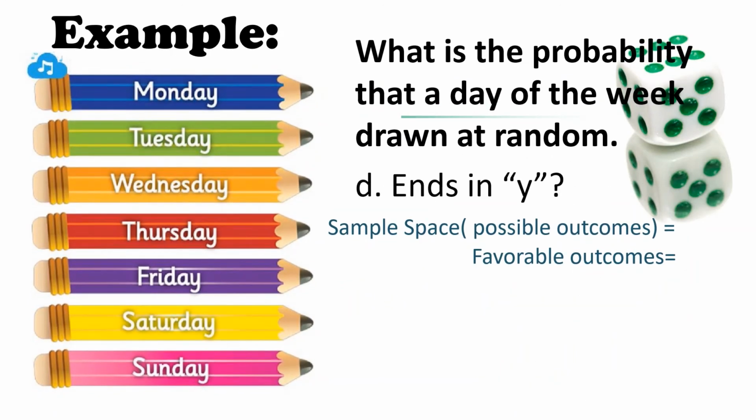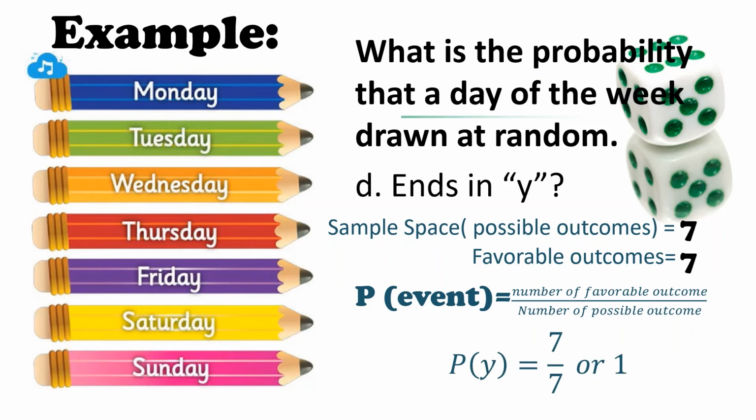How about the probability that a day of the week drawn at random ends in Y? So for the sample space, there are 7 days of the week. And for the favorable outcomes, what are the days ending in Y? Correct. So meron tayong Monday, Tuesday, Wednesday, Thursday, Friday, Saturday, and Sunday. So meron din tayong 7 favorable outcomes. So using our formula, now we will have 7 over 7 or equivalent to 1, meaning this is a certain event.